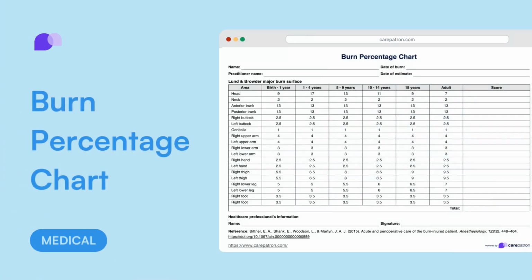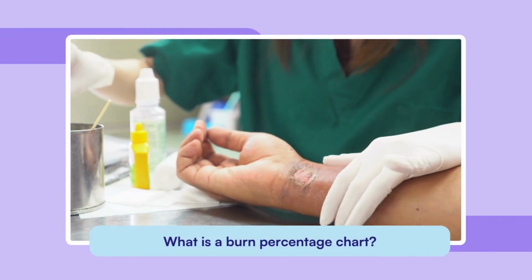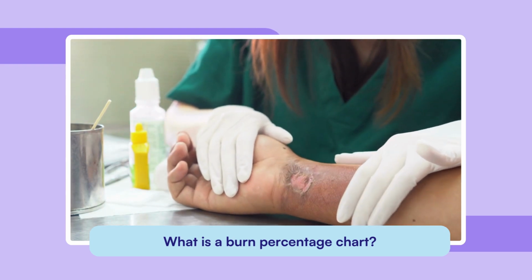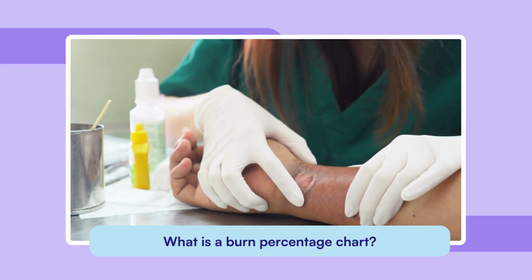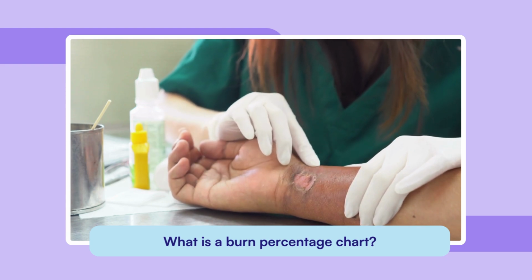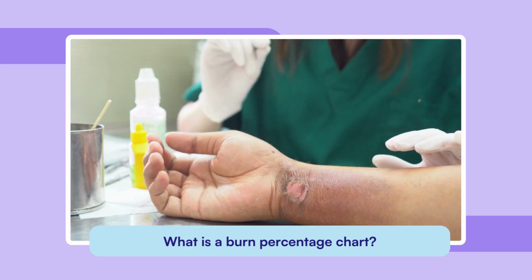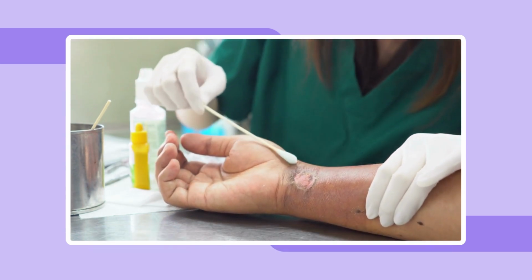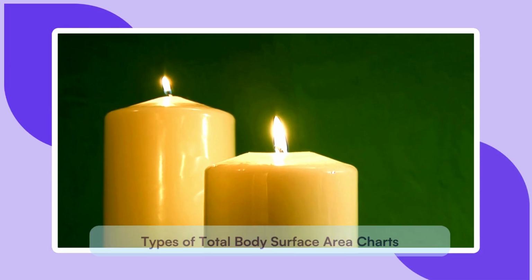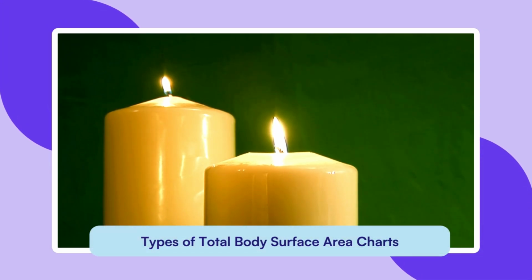A burn percentage chart template is an essential tool employed by medical professionals, particularly emergency responders and specialists in burn care. It is designed to provide a swift and accurate estimate of the body surface area affected by burns in a patient. This template divides the human body into distinct segments, each given a fixed percentage of the total body surface area. Total body surface area charts help assess how much of the body is affected by burns, guiding treatment decisions after fire disasters.